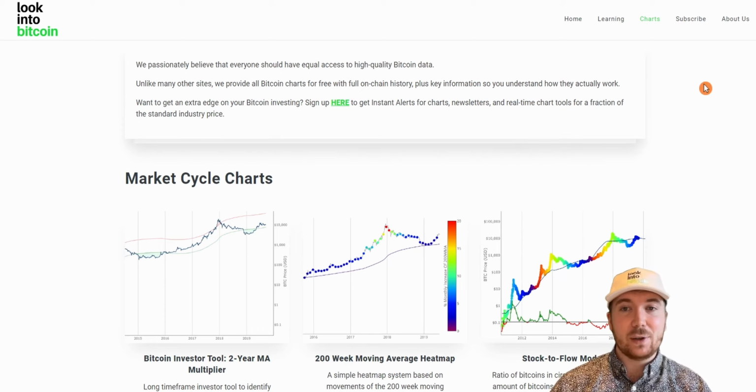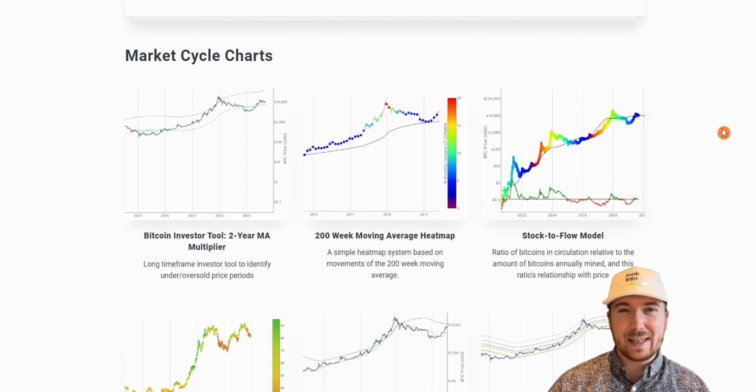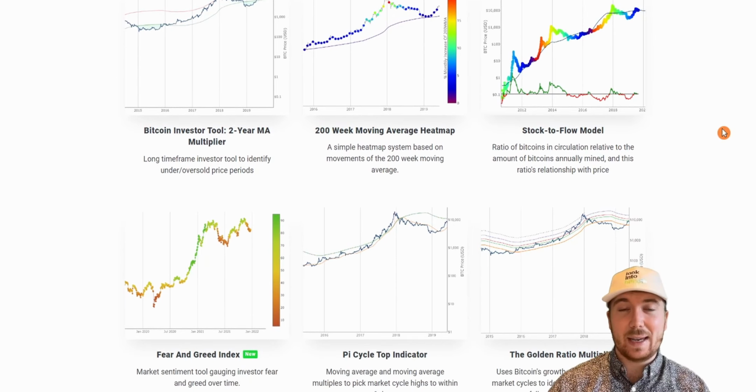So right now we're just on the Look Into Bitcoin site, and a lot of the time for new users, you may look at all the charts we have available and be a little overwhelmed at exactly which charts are best for you and your trading and investing. So today we're going to look at how a simple approach, using just a couple of metrics, can often be the best way to do it.